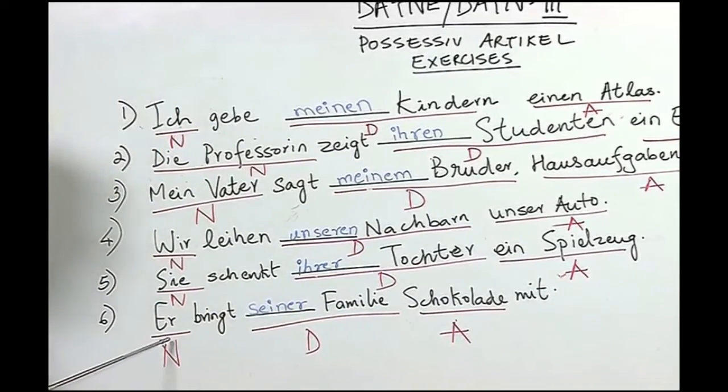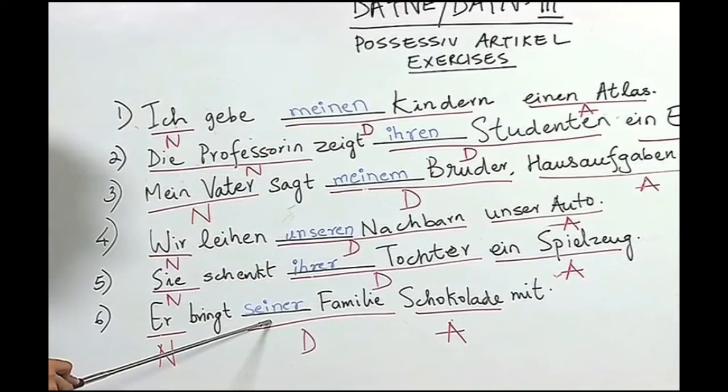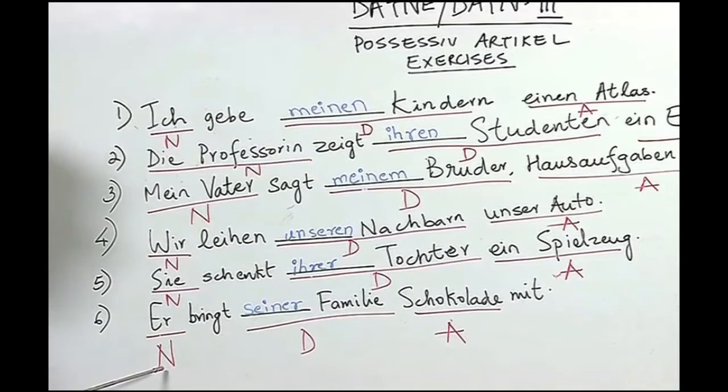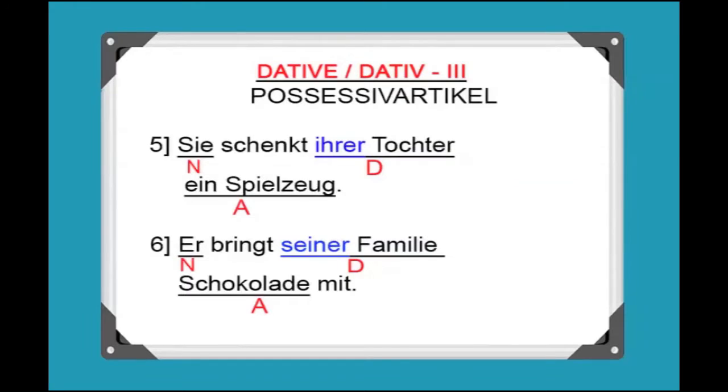Here also in sentence number 6, the student correctly deduced from the personal pronoun that the possessive article needs to be seiner because it is dative, and the other student correctly marked the parts of the sentence here: the nominative, seiner Familie is the dative and Schokolade is accusative.